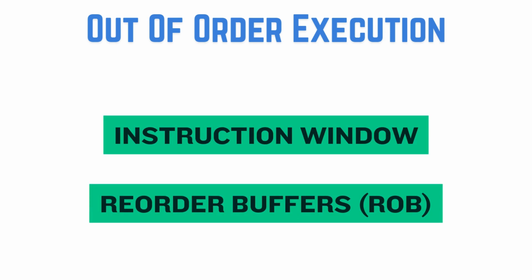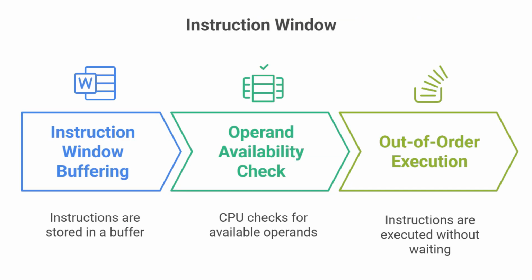Out-of-order execution relies on two key structures to manage and optimize instruction execution: instruction window and reorder buffers. The instruction window is a buffer that holds a set of instructions that are ready to be executed. The CPU checks the instruction window to find instructions whose operands are available and can be executed out of order. This way, instructions that do not have dependencies can proceed without waiting for earlier instructions to complete.